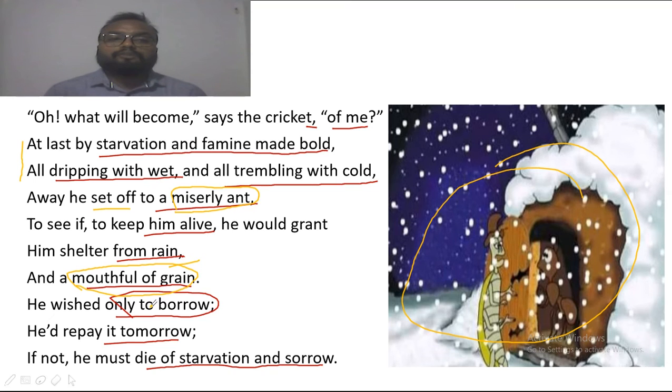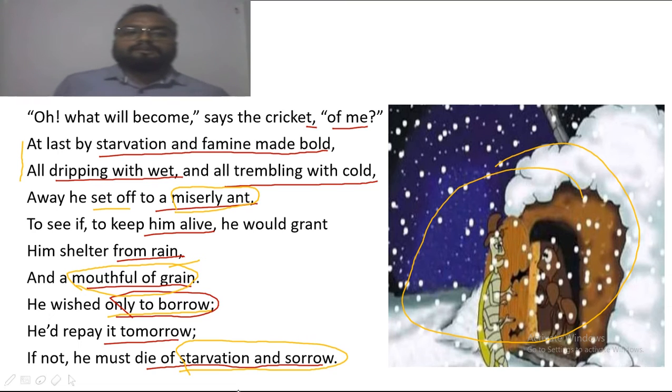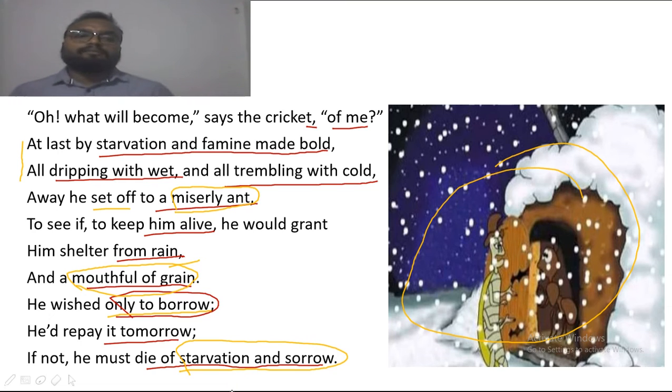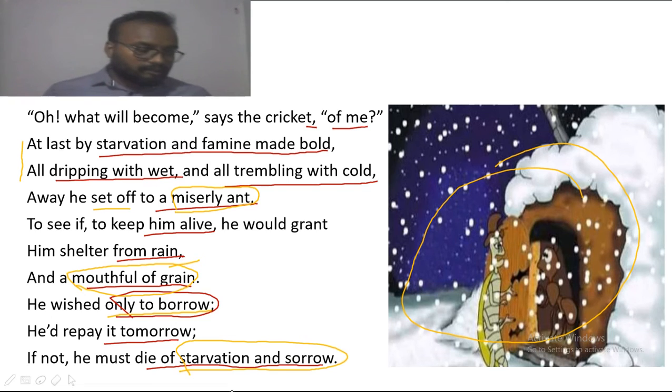So for a small amount of grain, that is a mouthful of grain, he went to the ant to borrow it, with the thought that he would repay it tomorrow. When the situation becomes good, when the environment is good, when the season is again favorable, then what will he do? He will return it to the ant. If not, he must die of starvation and sorrow. So if he does not seek help from the ant, for shelter and food, then definitely he is going to die of starvation and sorrow.